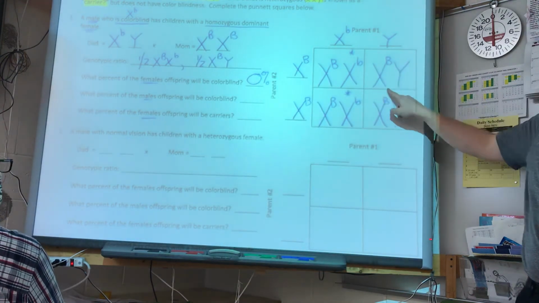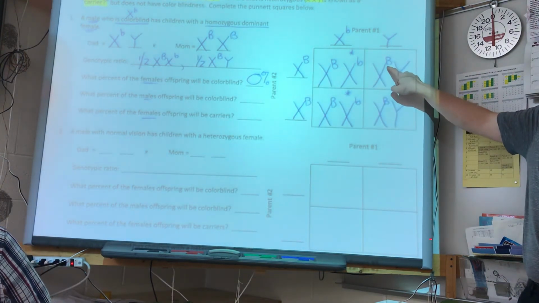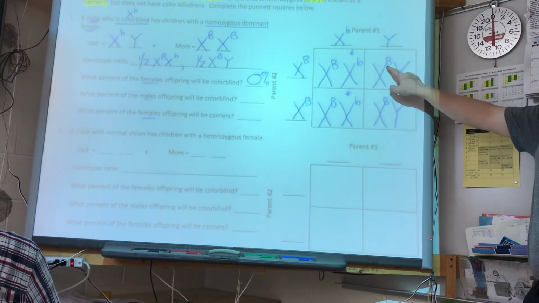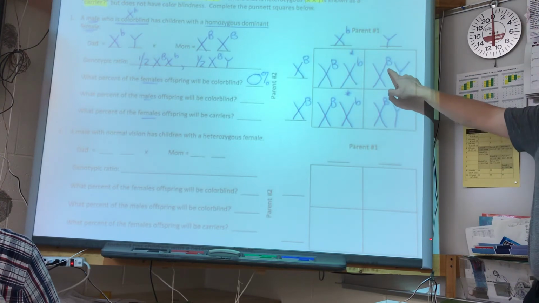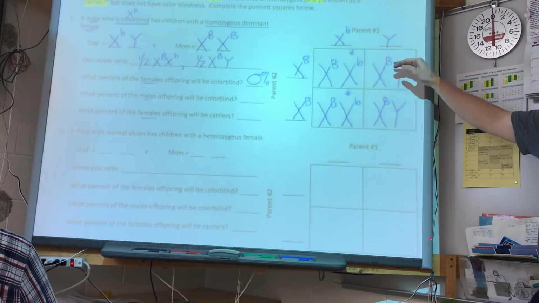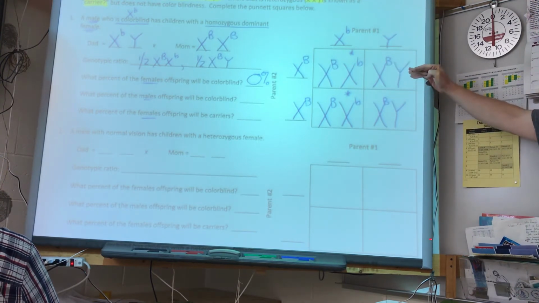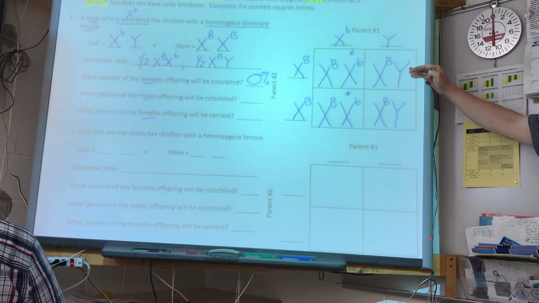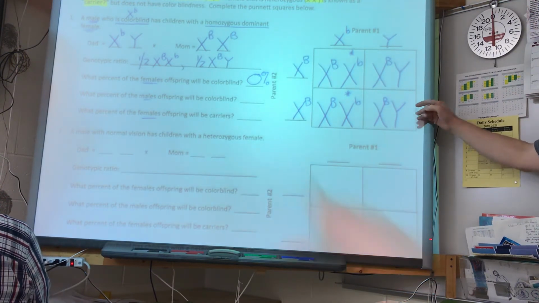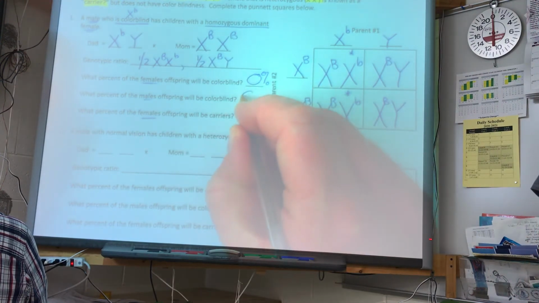We only have 1 B to look at for the males. There's nothing on the Y, so we only look at the X chromosome. This X chromosome has a dominant allele, which is for normal color vision. Is this boy going to be colorblind or normal? Normal. What about this one? Normal. So what percent of these males are going to be colorblind? None. 0.